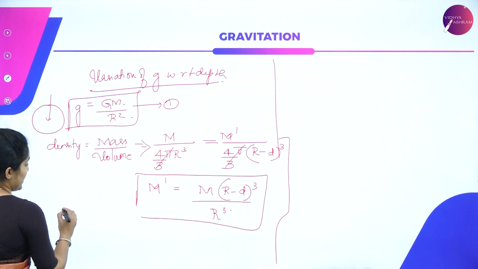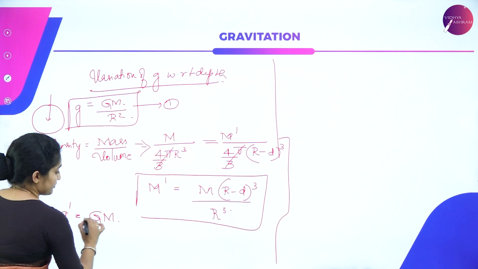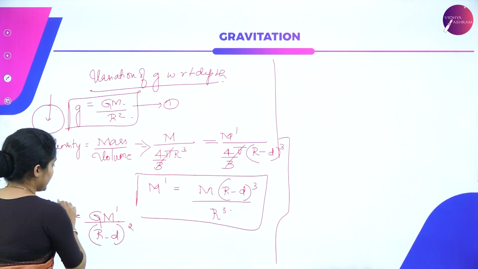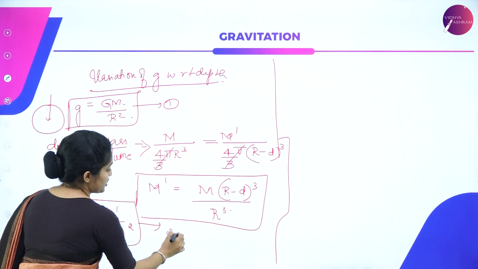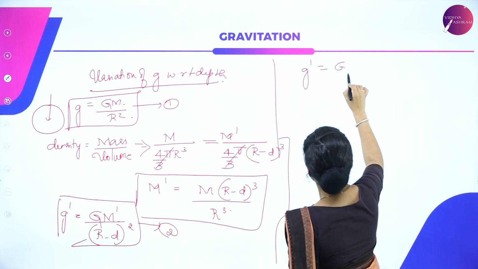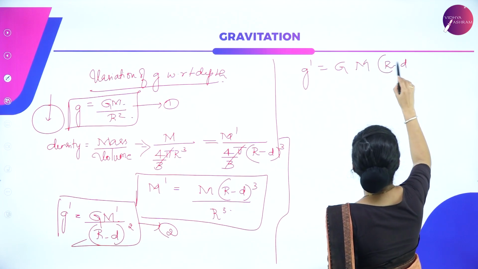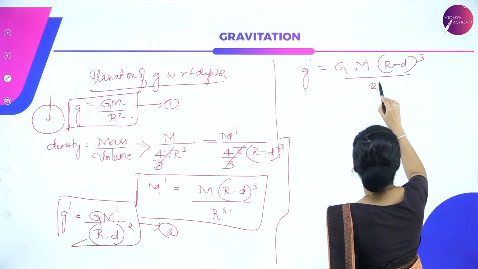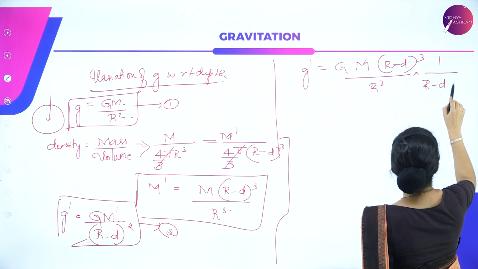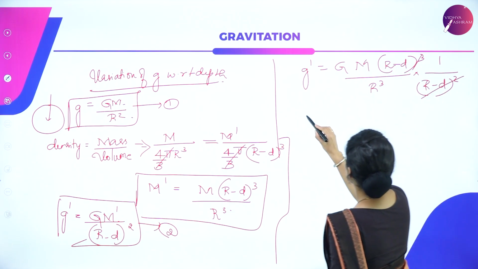Consider this equation and apply it with respect to the depth: g dash is equal to G M dash divided by (R minus d) the whole square. Applying M value in equation 2, we have g dash is equal to G, M dash is M (R minus d) the whole cube divided by R cube, into 1 by (R minus d) the whole square. The square cancels with the cube.